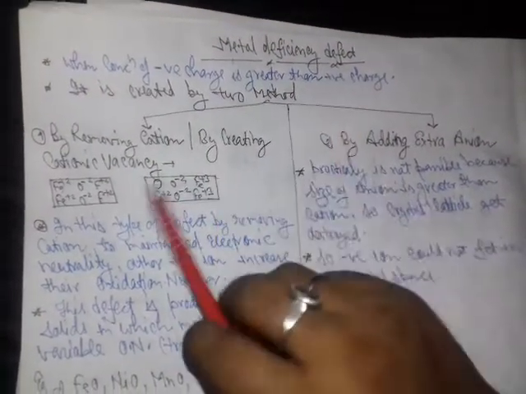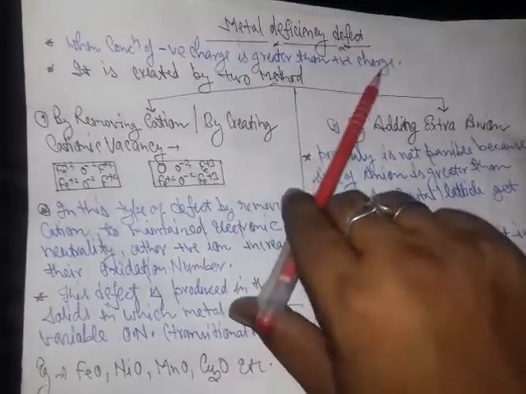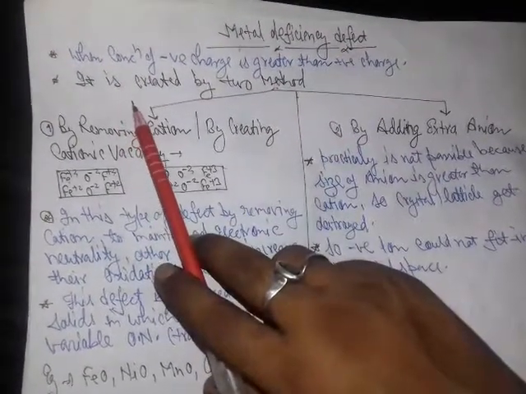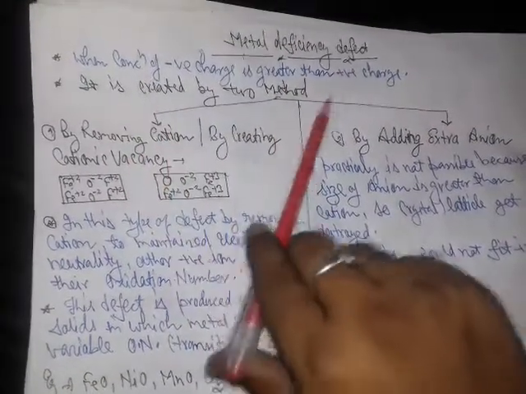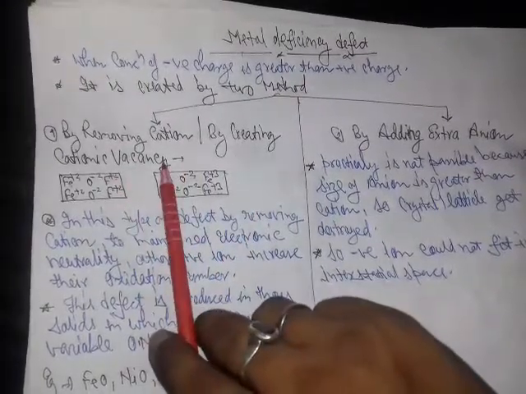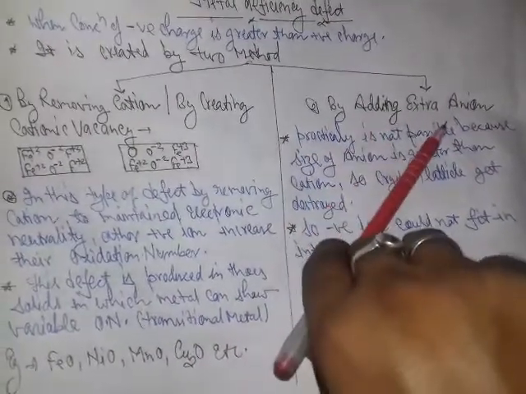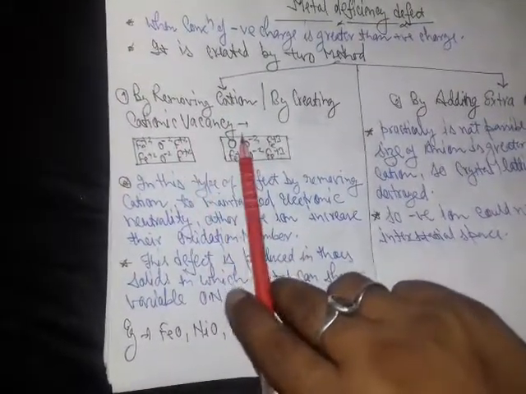The last section, that is metal deficiency defect. When the concentration of negative charge is greater than positive charge, this type of defect is known as metal deficiency defect, and it is also created by two methods. First, by removing a cation, by creating cationic vacancies, or by adding an extra anion. First we are talking about creating cationic vacancies.